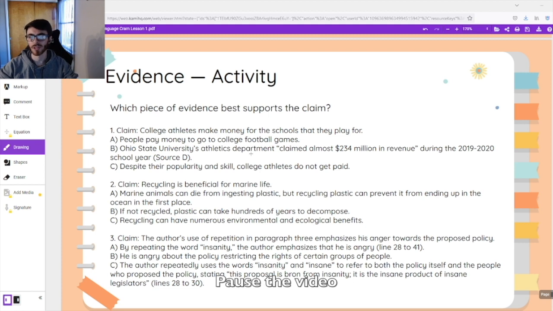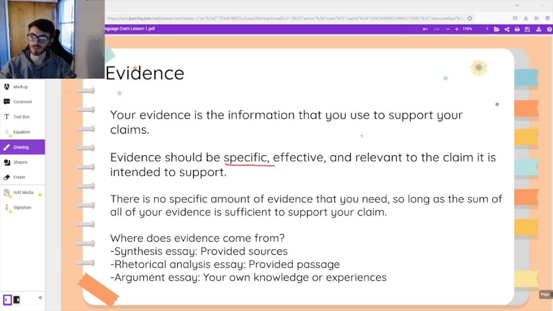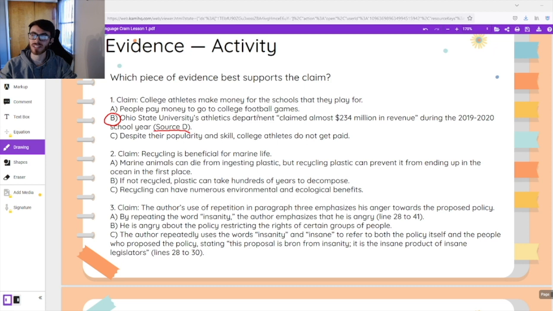Gonna pause, read over these again if you need to. Once you have an idea, unpause, and I'll talk about it. So the best option here, the best evidence, is B. If this was a synthesis essay, it's good because it uses the source. And the reason that this is the best evidence here is because it is a very specific example, right? That's what we want, specific, effective, and relevant. It's a very specific example of a college making money from their athletes. It's numbers, it's data that tells us that Ohio State University did make money from their athletics department, which reinforces our claim that these athletes make money for the schools that they play for.